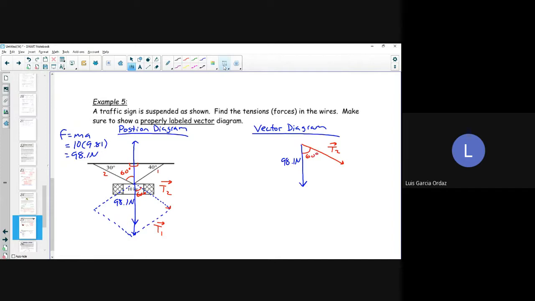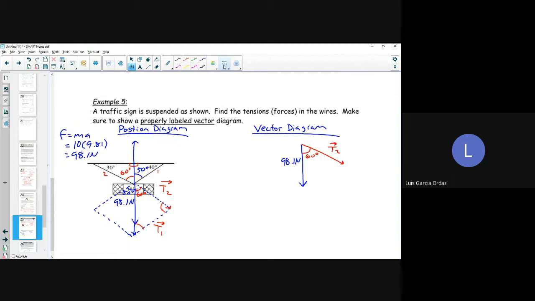Perfect. Now I need to figure out this angle over here and this angle over here. So we need to use the other side of the wire, which is the triangle that has to do with wire number 1. So I have another right angle triangle on my right side. What would this angle measure? 50. Which means that this angle over here is 50 degrees. Now it becomes easier to determine my vector diagram and the missing angles.